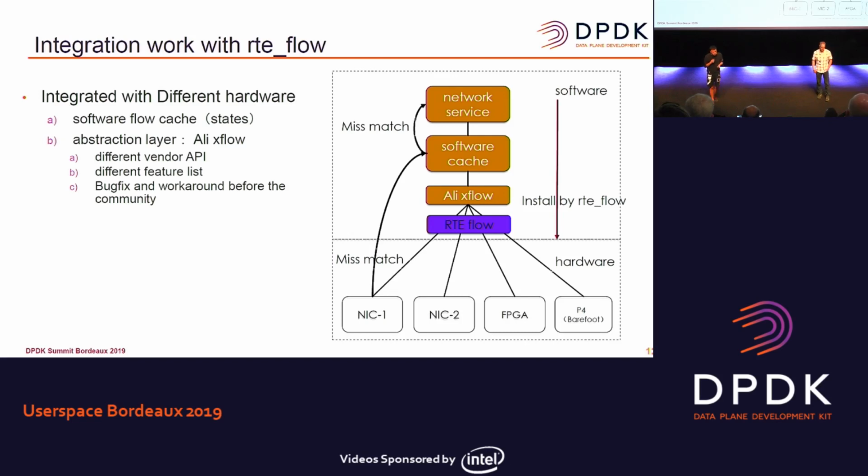There are a lot of vendors and hardware that can support acceleration today, but they have different vendor APIs and different feature lists. So we use an abstraction layer to shield these differences. We call it Xflow. With Xflow, we can also do quick responses to online system issues. We can do bug fixes and workarounds very quickly, before the community. And Xflow also calls the community RTE flow interface.